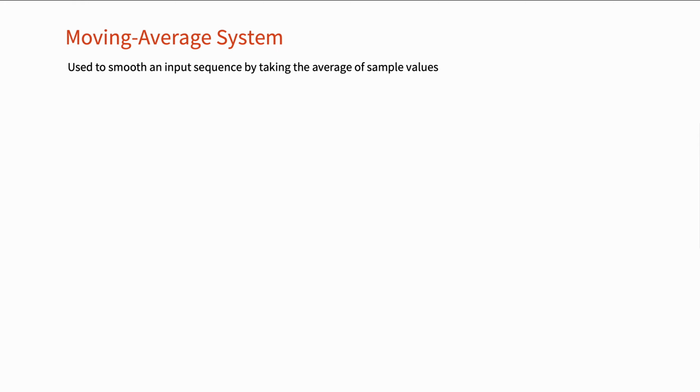Let's look at a moving average system as our first example of LSI systems. This is probably the most frequently encountered discrete time system in practice. A moving average system is used to smooth an input sequence by reducing the variations of the sample values of the input sequence. It does that by taking the average of those values as shown in this difference formula given here. As you can see, it is also a non-recursive system. The output value y of n depends only on the values of the input sequence x of n and not on the previous values of y itself. Y of n is simply the mean of n present and past values of the input.